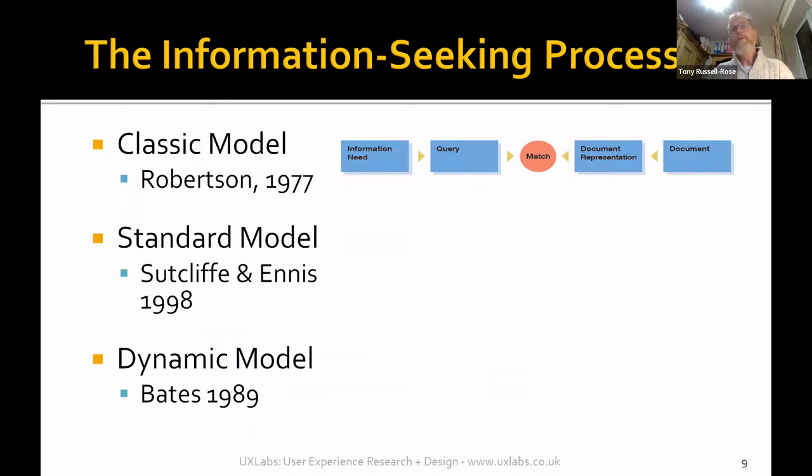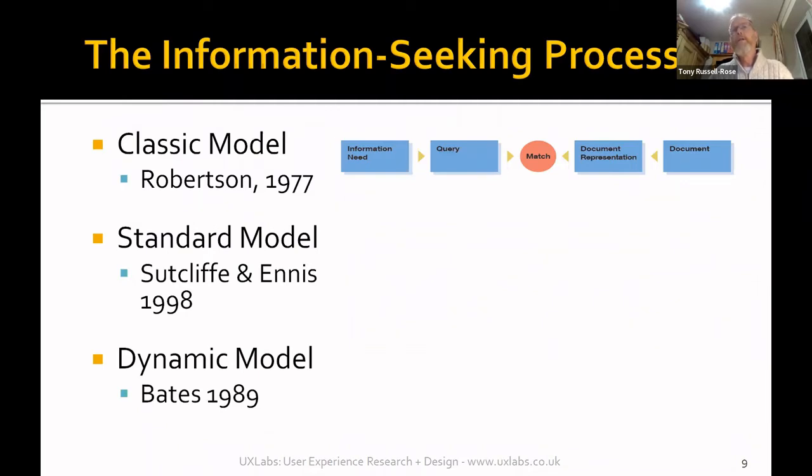So I'm going to move on to talk a little bit about models of the information seeking process here, and how they can be used to support a principled approach to search experience design. There's actually several models from the history of IR that I think are useful, but I'm just going to call out a few here. You're probably familiar with the classic model. It goes back to 1977 and Steve Robertson, and you can see here, on the left, you've got an information need, which gives rise to a query. And over on the right, we've got our document collection, which is represented in some way, and then a match takes place in the middle. And that's one way of understanding the process.